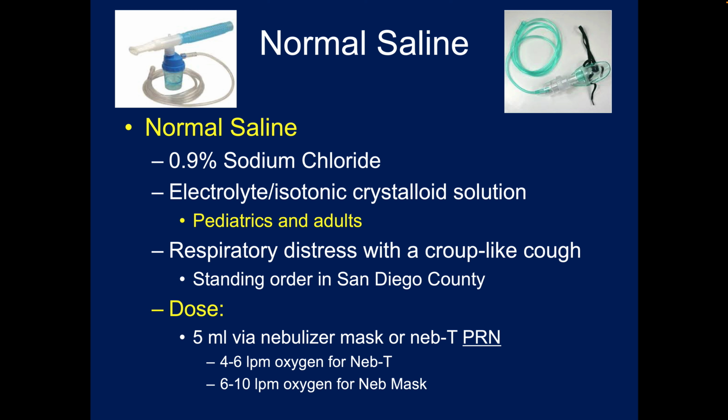You administer either through mask or neb-T at these flow rates: 4 to 6 liters for the neb-T, which is the one on the left, and 6 to 10 for the neb-mask, the one on the right. Again, this is PRN. You can keep giving it all the way. What it does, the medication gets back there, it's humidified, it relaxes and opens up the back of the throat, and it makes them breathe better, and it gets rid of that high-pitched cough that they have.